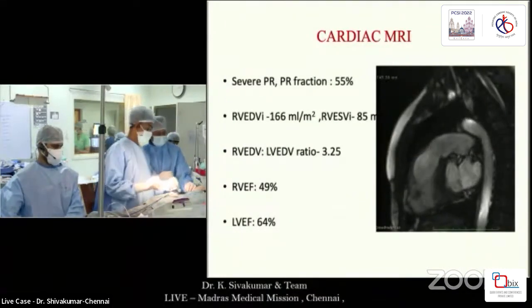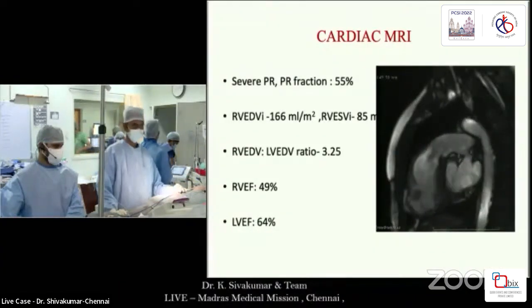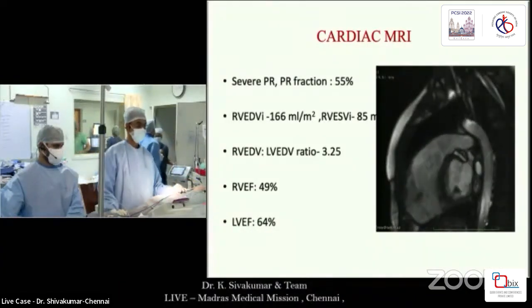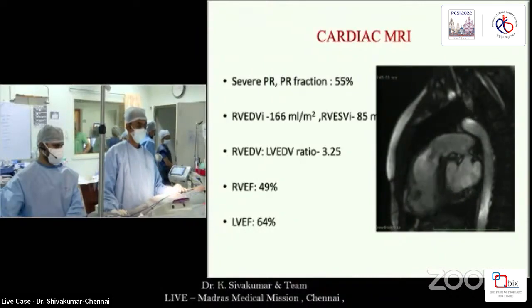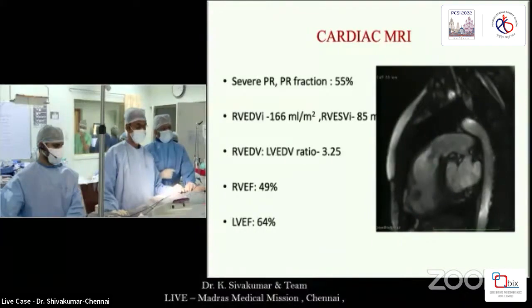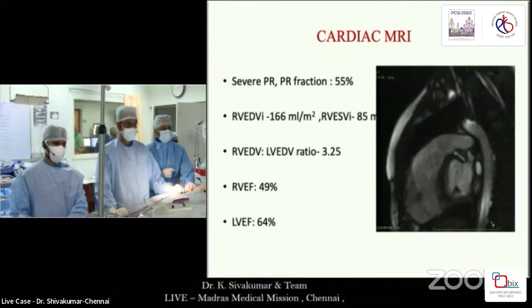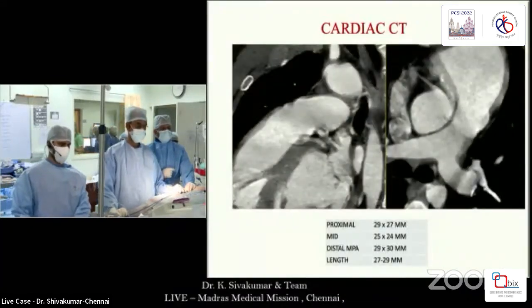This was a cardiac MRI, which showed severe PR with a PR fraction of 55%, elevated RV end diastolic volume of 166 ml per meter square, an RV to LV EDV ratio of 3.25, and RVEF of 49%. This was satisfying criteria for pulmonary valve implantation. So we did a cardiac CT for RVOT dimensions. It gave a maximum proximal dimension of 30 mm, distal, and length was 27 to 29 mm.